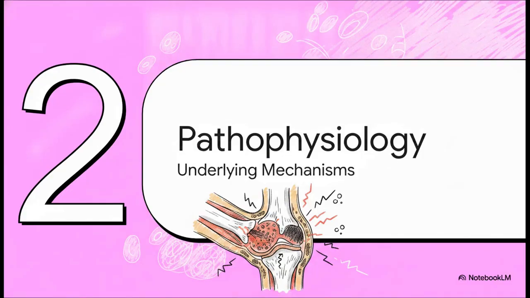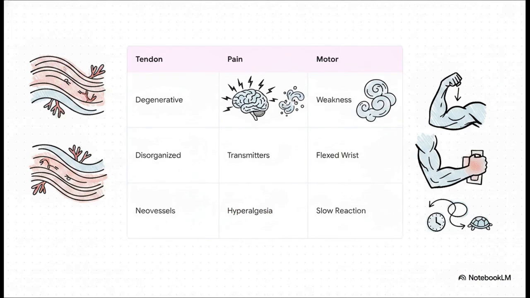Moving right along to Section 2, pathophysiology. This is the physiological foundation that dictates literally every decision we make from here on out. Now, what's really interesting about this slide is this crucial three-circle model. Think of it as a triad.